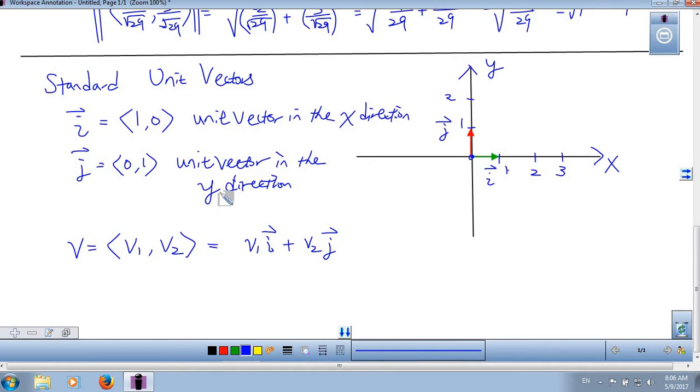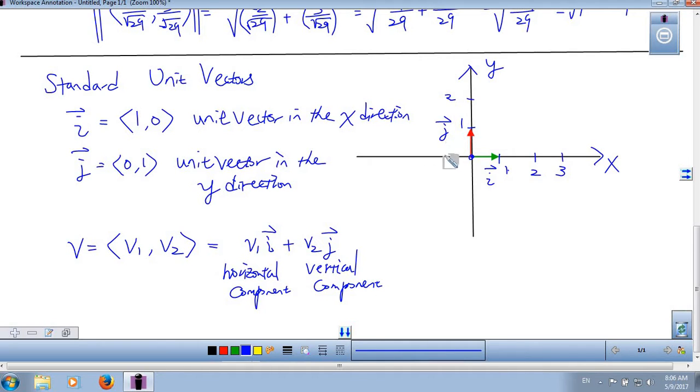So this is a very, very useful way to help us break down vectors into components, into a horizontal component and vertical component. Okay, so horizontal and vertical component. So V1 I is the horizontal component, and this is the vertical component. Now, why do we want to do that?